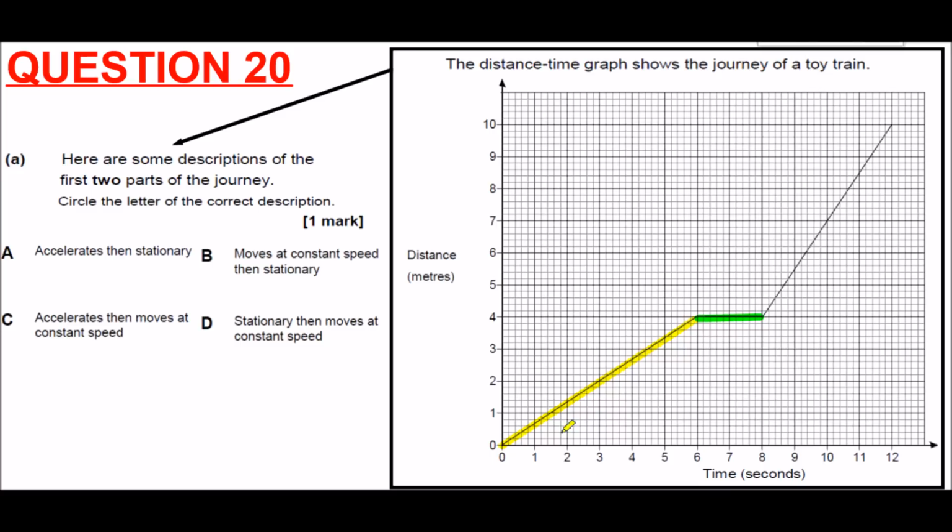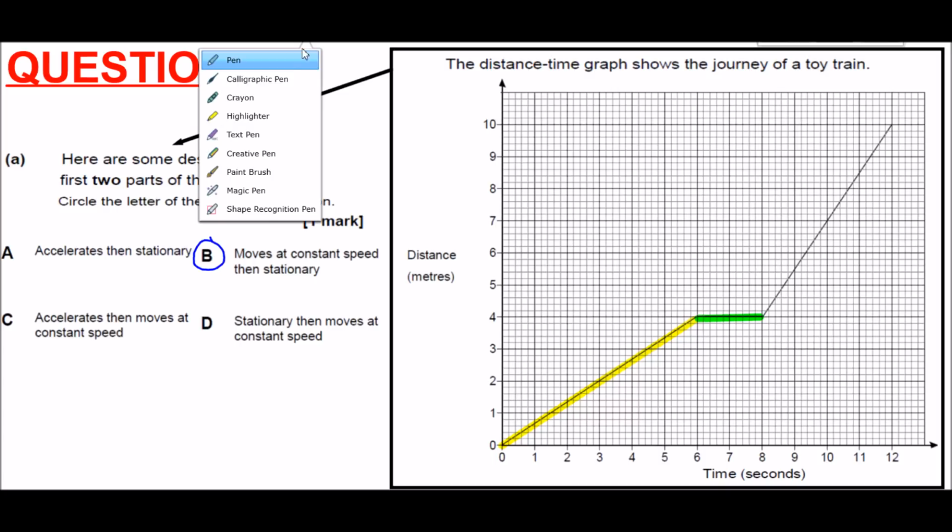And so if the gradient of a distance time graph is constant, if it's a straight line, that represents a steady speed. And so it's moving at a steady speed first of all, and then at this bit here, the distance isn't increasing or decreasing. If a distance isn't changing, it means something must be still, must be stationary. And so that's going to be B. So we need to circle description B.